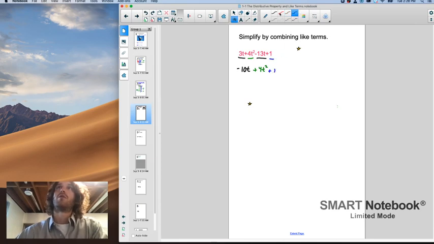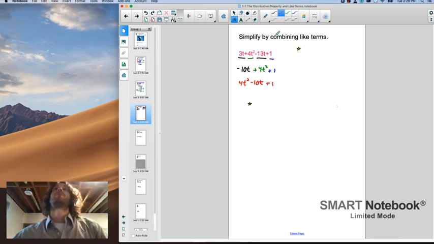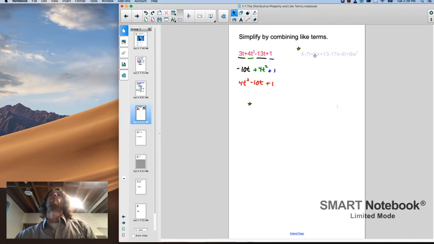Nope. So typically you write these, this is kind of for a later lesson, I'm not going to be too much of a stickler on this, but typically you'll write your terms with the highest power first and then go down to the constant last. So this is t to the second, t to the first, and then your constant at the end. It's 4t squared minus 10t plus 1. Great, let's take a look at the next one.